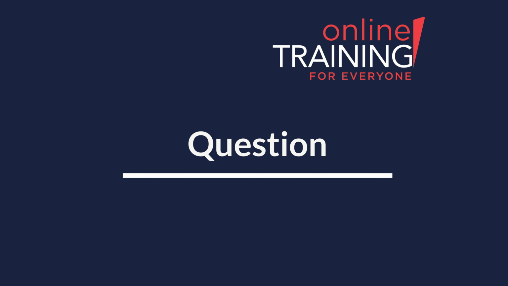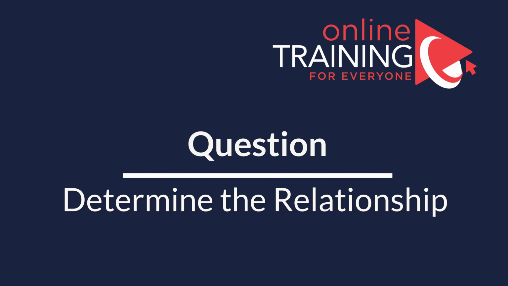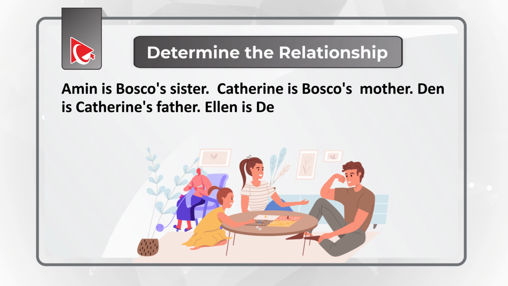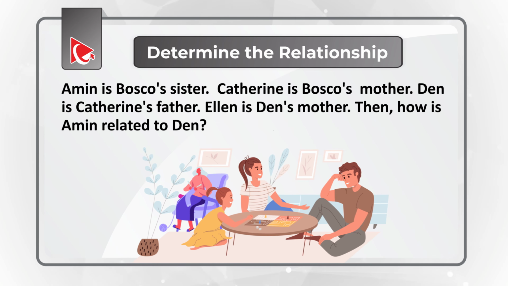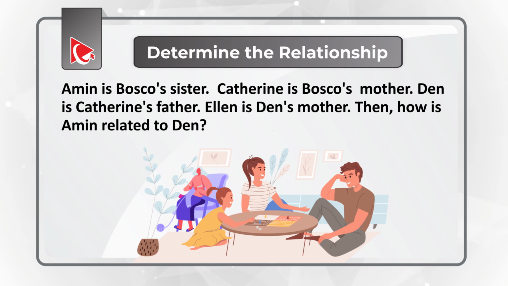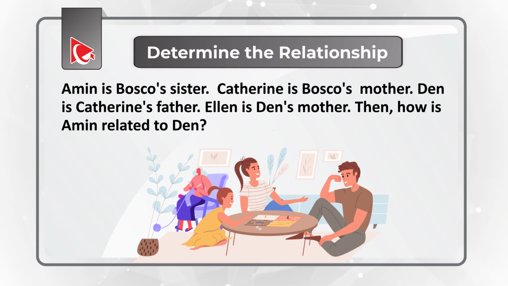Here's an interesting challenge where you need to determine the relationship between family members. Amin is Bhaska's sister. Catherine is Bhaska's mother. Dan is Catherine's father. And Alan is Dan's mother. You need to determine how Amin is related to Dan.